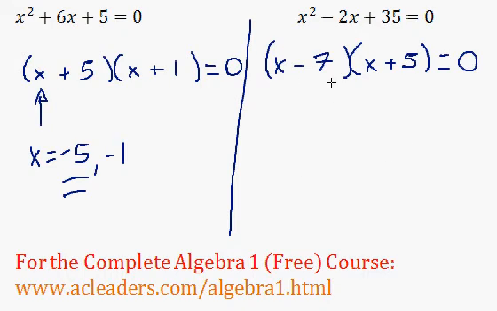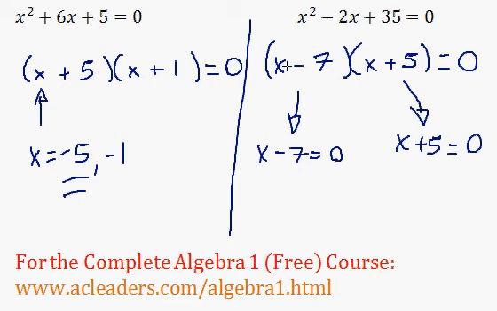Okay, so actually let me just quickly show another way to figure out what the answers are going to be. Whenever we make the brackets and we factor everything like this, we can make each individual term equal to 0. So x minus 7 is equal to 0, so we add 7 to both sides of the equation. So x is equal to 7.